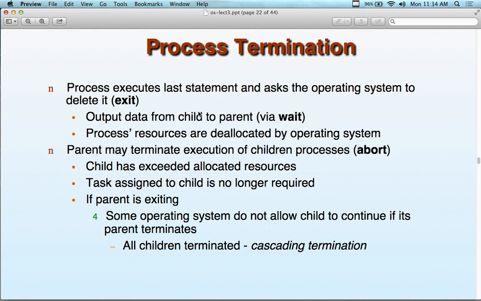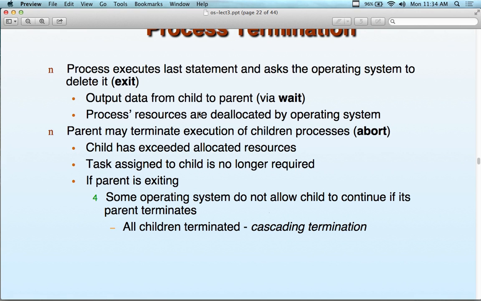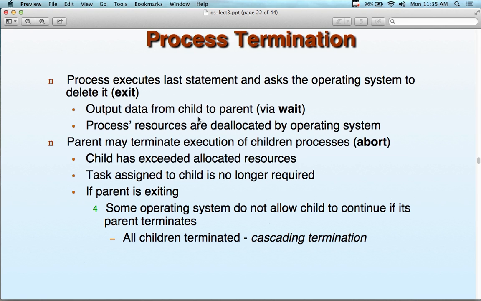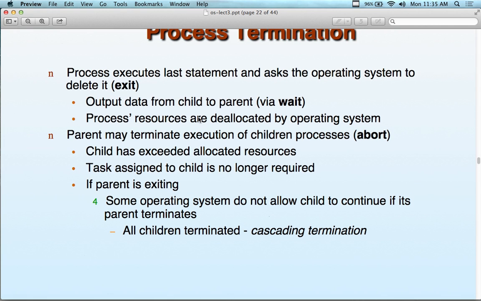Also, a parent may terminate the execution of a child, abort the child, essentially. And then the task assigned to the child is no longer required, it goes away. We have cascading terminations, where a child terminates and then the parent terminates and then the parent of the parent terminates. So it cascades all the way back up to the one who created it.